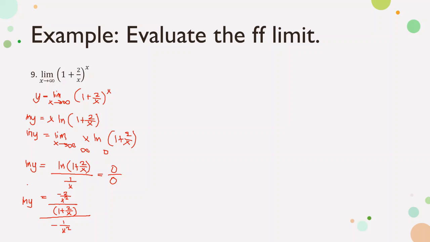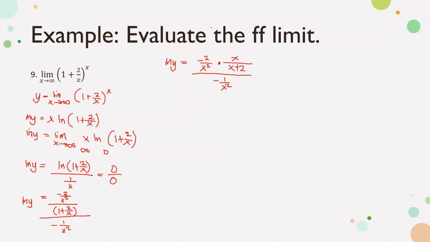Now, let's simplify this. So we have ln y is equivalent to, multiply with the reciprocal of this one. So we have negative 2 over x squared times the reciprocal. Our LCD is x, so our denominator would be x plus 2, all over our denominator, which is negative 1 over x squared.